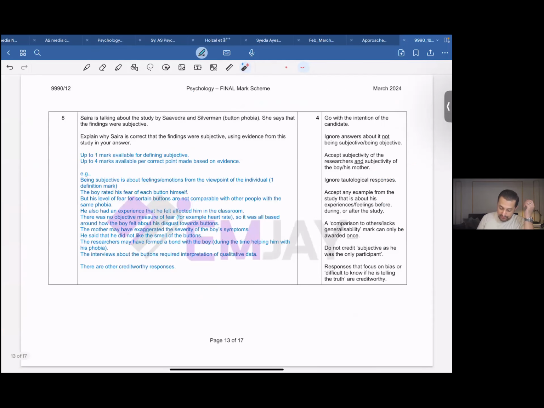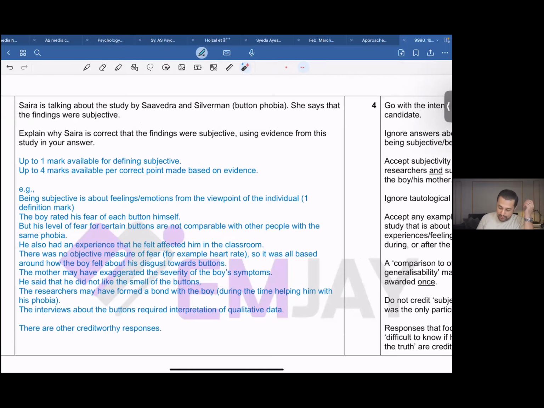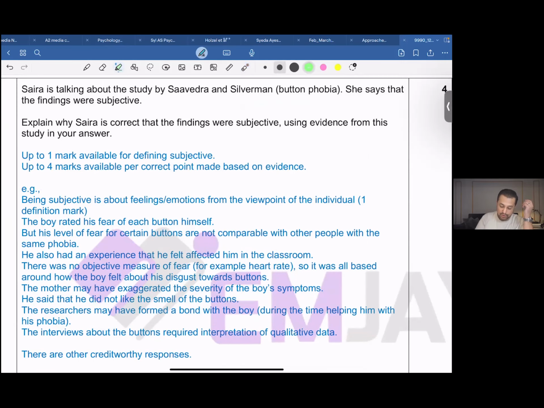Moving on to the eighth question real quick. This eighth question reads, Saira is talking about the study by Saavedra and Silverman. She says that the findings were subjective. So Saira feels the findings of the study by Saavedra and Silverman were subjective. Explain why Saira is correct that the findings were subjective using evidence from the study in your answer.